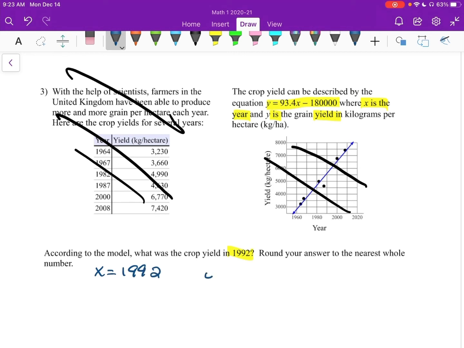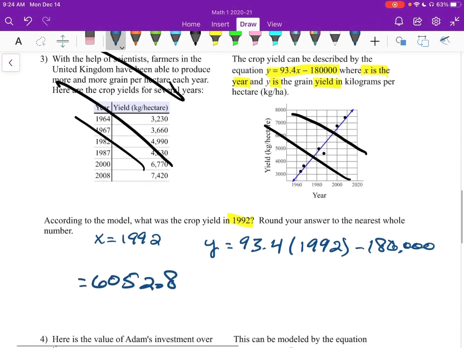So I'm going to plug in y equals 93.4 times 1992 minus 180,000. So on my calculator, I type in 93.4 times 1992 minus 180,000. And I got 6052.8. I'm supposed to round, so this is about 6053. And what are my units going to be?